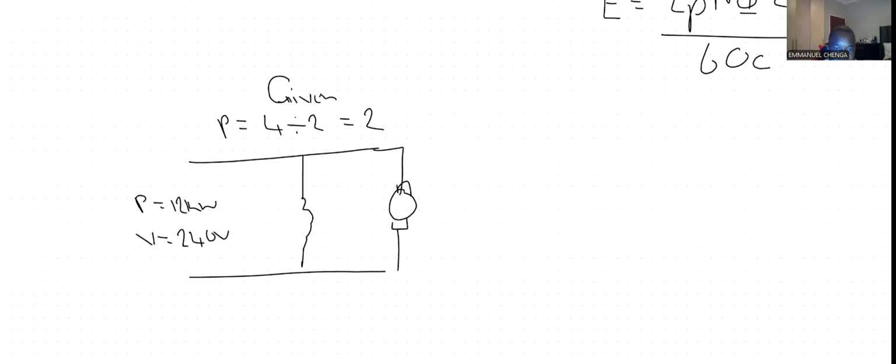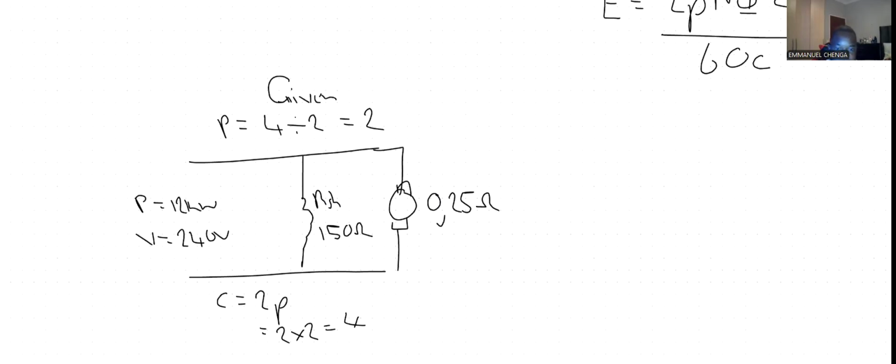So you're given R shunt, which is equal to 150 ohms, and the other one is 0.25 ohms, respectively. They're saying the armature is a lap winding. Remember, I said when it's a lap, your C is equal to 2P, which is 2 multiplied by 2, which will give you 4.